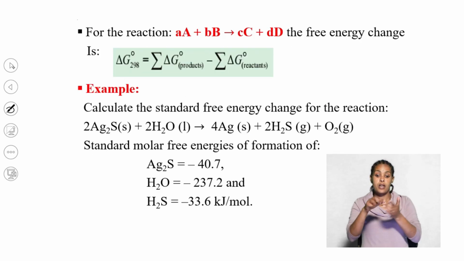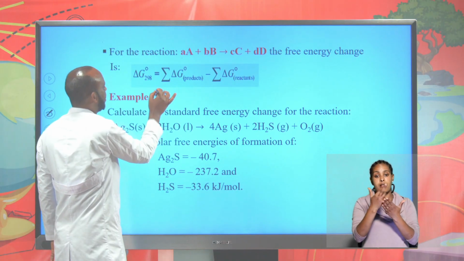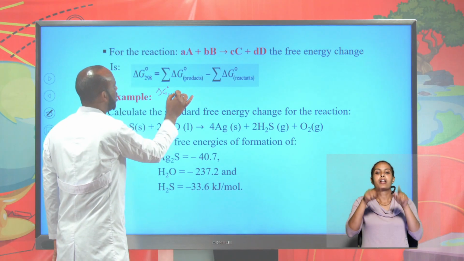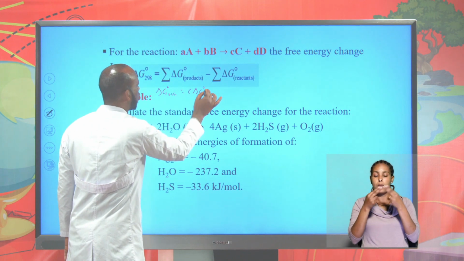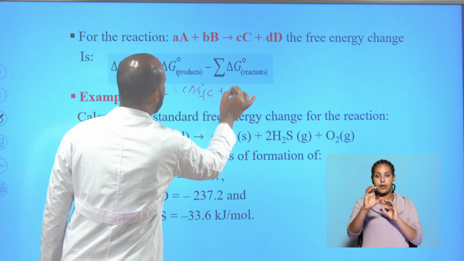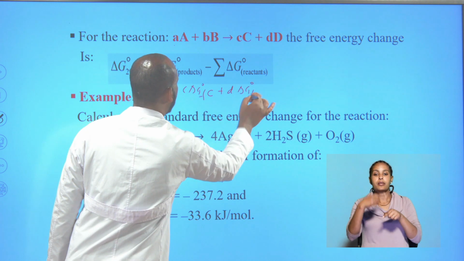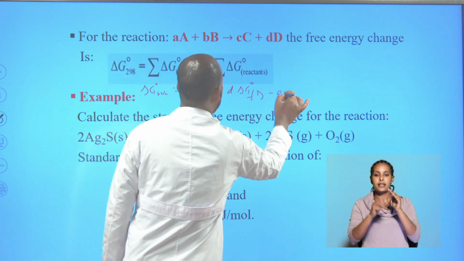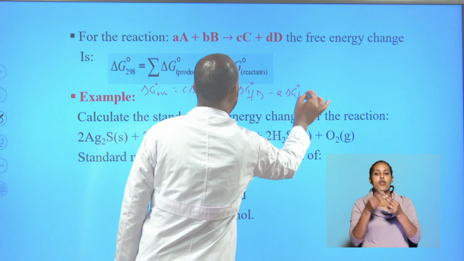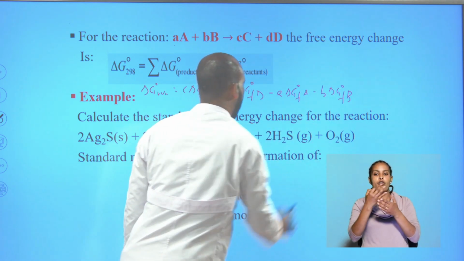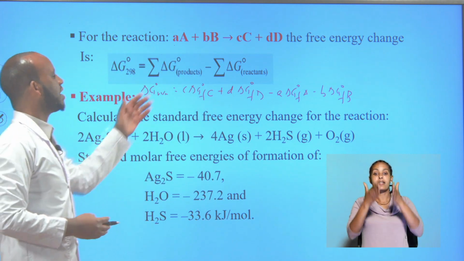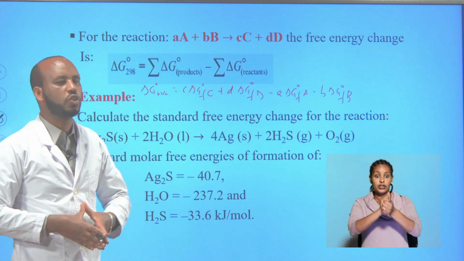For the reaction aA plus bB to form cC plus dD, the standard Gibbs free energy change for this reaction, delta G naught of the reaction, equals c times delta G naught of formation of C plus d times delta G naught of formation of D, minus a times delta G naught of formation of A, minus b times delta G naught of formation of B. Note that the standard Gibbs free energy change of formation for an element is 0.